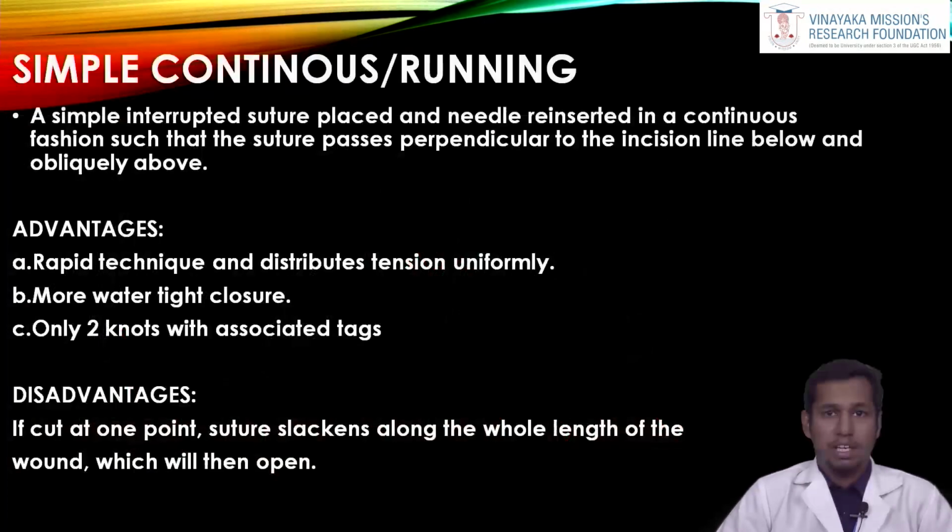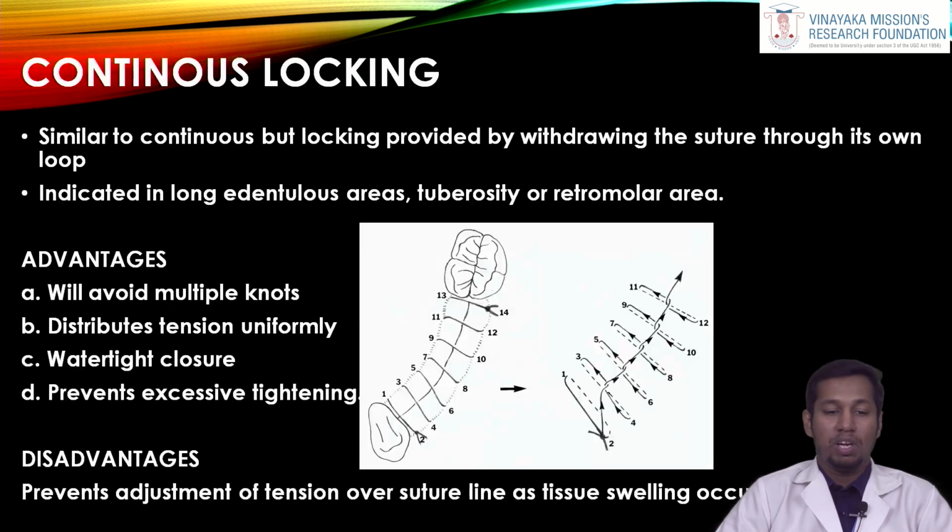Next comes the simple continuous suture, where a simple interrupted suture is placed and then the needle is reinserted in a continuous fashion such that the suture passes perpendicular to the incision line below and obliquely above. The advantage is that it is a rapid technique, it distributes tension uniformly, a more watertight closure can be achieved, and only 2 knots are required, at the start as well as the end. The disadvantage is that if you cut at one point of the suture, there is a chance of the suture getting removed from the other end.